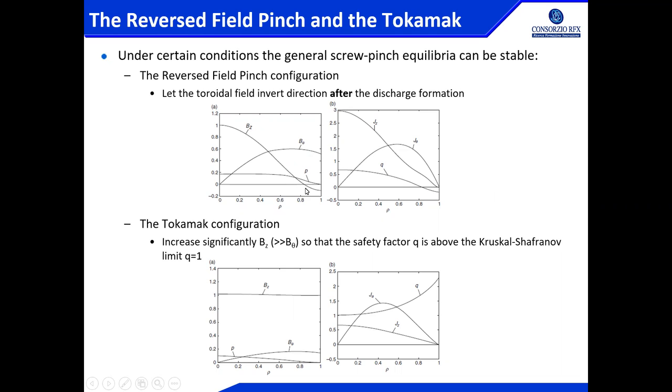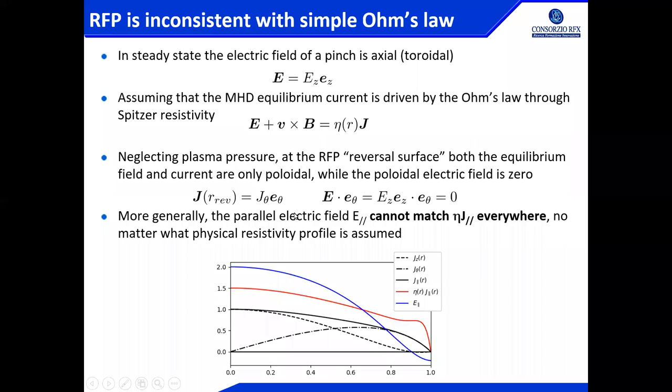The point is that in order to get this configuration, you have to let the toroidal field invert its direction after the discharge formation. Because actually, the RFP is nice for ideal stability, but it is not consistent with Ohm's law. And now I will repeat this kind of figure various times, just to give the flavor of what's going on. Because in steady state, as I said, the electric field of a pinch is totally axial. And so it can drive current in the toroidal direction only, or axial direction.